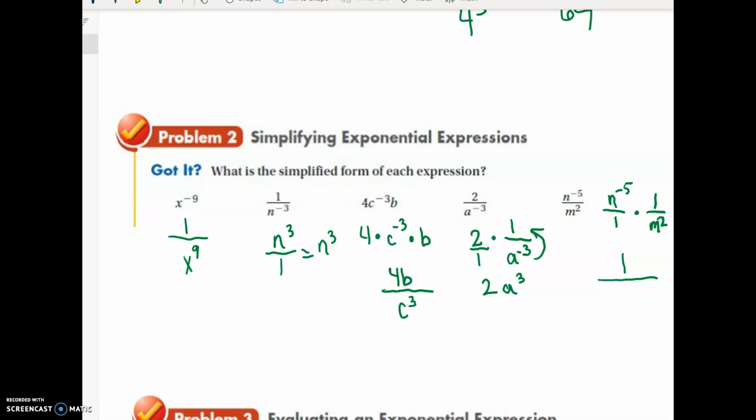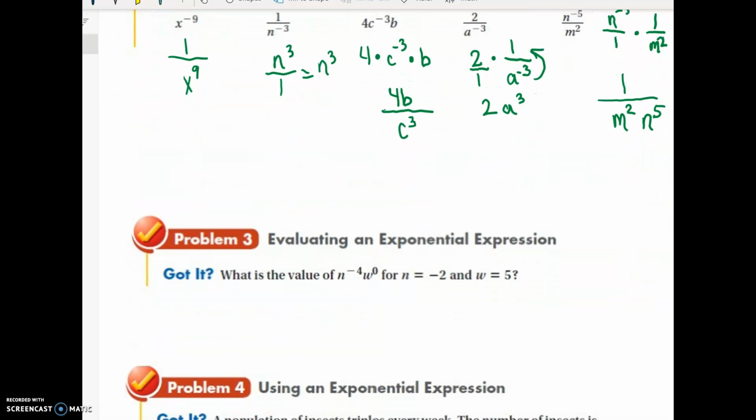And so n to the fifth would flip down, but I also have m squared there already in the bottom, and then n to the fifth. I want to go ahead and write it so it's alphabetical also, keeping that in the correct order. So that's what our answer would look like there. If you paused, obviously you want to check your answers, but you can see how to do each one there, and they're all, like I said, a little bit different forms.